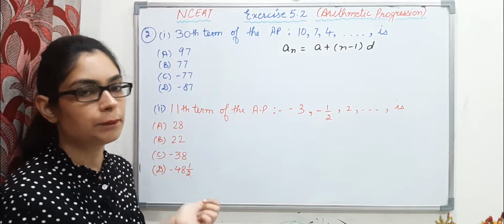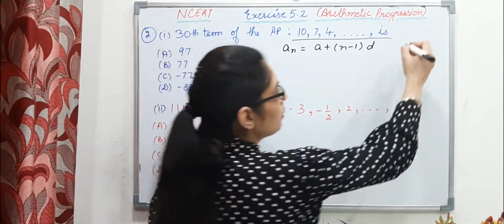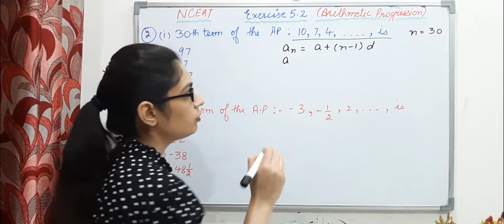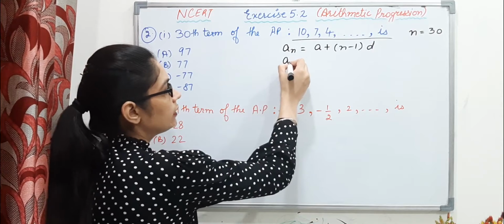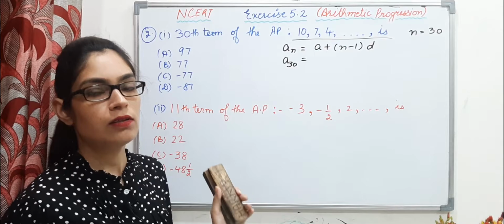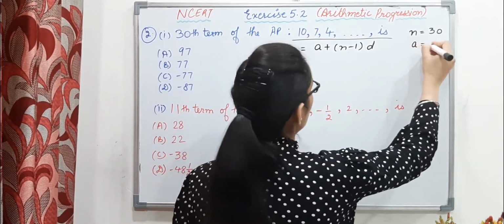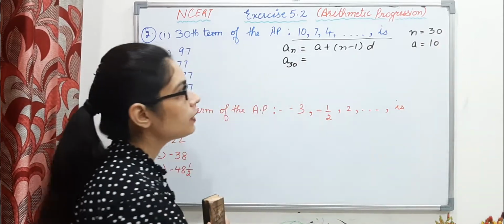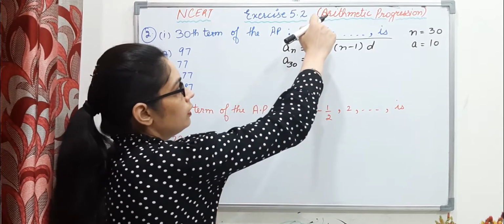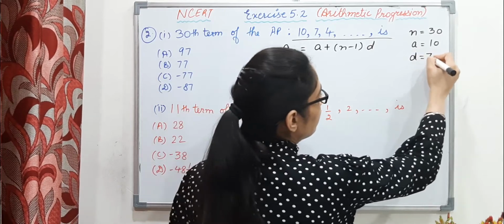So the 30th term, see this sequence is given to us. So the 30th term means n is equal to 30, and in terms of the term if I write, it is a30. Now from this sequence we can find the values of a and d. a is the first term, so a is equal to 10. Now d is any successive term minus the previous term, so we can find it. So d is equal to 7 minus 10.